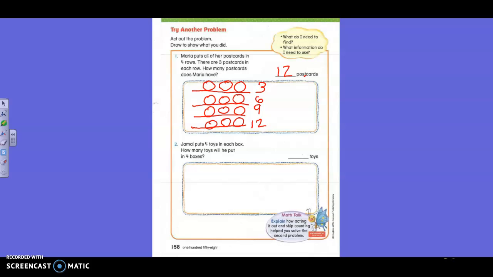This one's kind of tricky. See if you can figure it out. Jamal puts 4 toys in each box. How many toys will he put in 4 boxes? I would draw 4 big boxes, because he said there's 4 boxes. And how many toys does he put inside each box? 4. So I would draw 4 toys in each box.